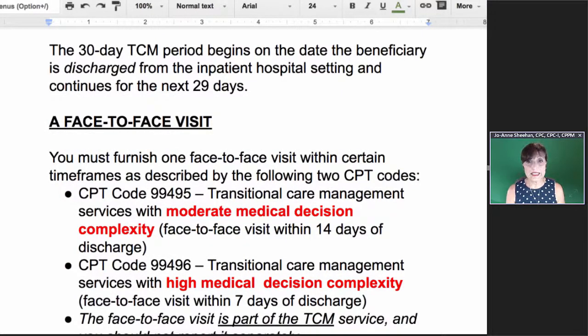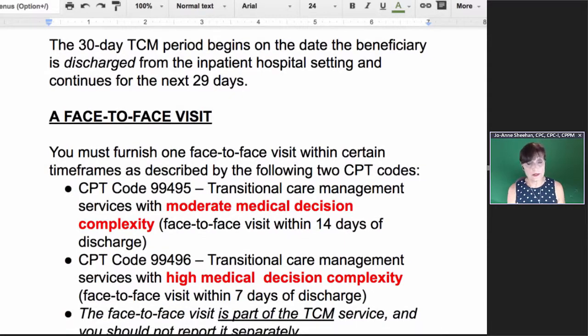And the 30-day TCM period begins on the date the beneficiary is discharged from the inpatient hospital setting and will continue for the next 29 days. So if January 1st, they're discharged from the hospital, that's day 1. And on January 30th, 29 days after that, that is the date of service that you would use to bill or code the transitional care management service.